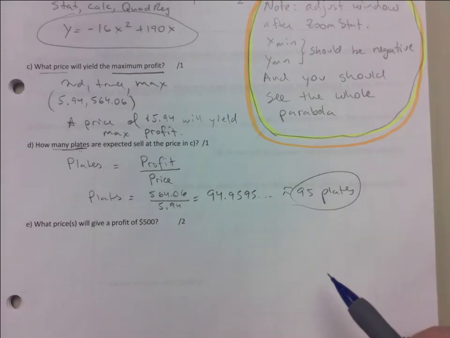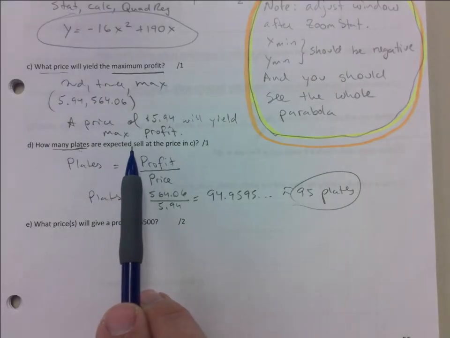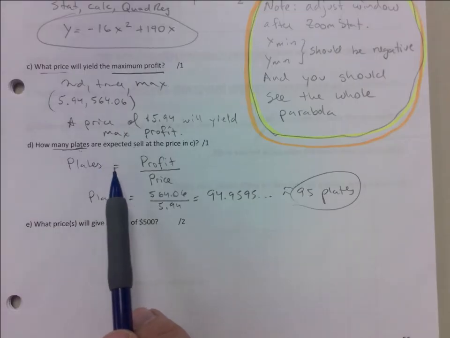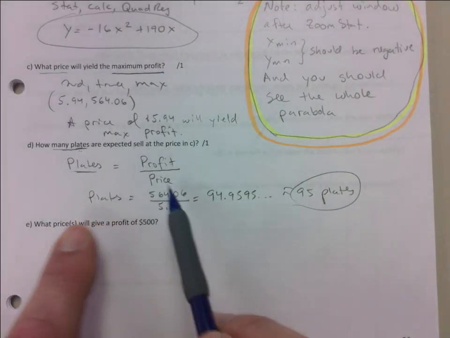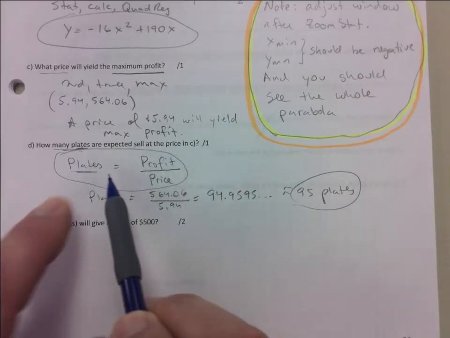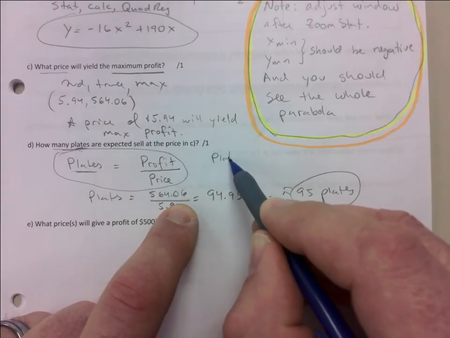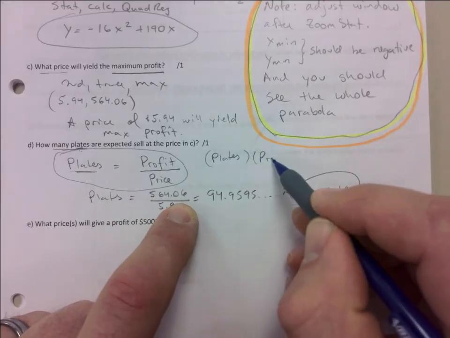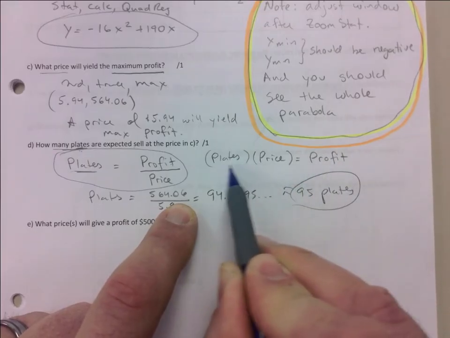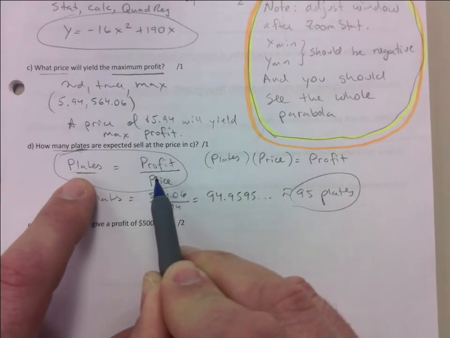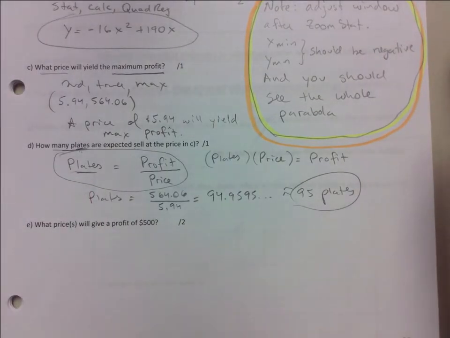Okay, so that's how you do that. If it asked me for price or profit, I could just use my quadratic equation to figure that out, right? I could use my graph, but in this case it's plates. That's not part of my equation, so I have to use this. And where did I get this from, guys? Where am I getting this formula from? Knowing that plates times the price gives me the profit. This is the formula that I use to come up with this conclusion here.